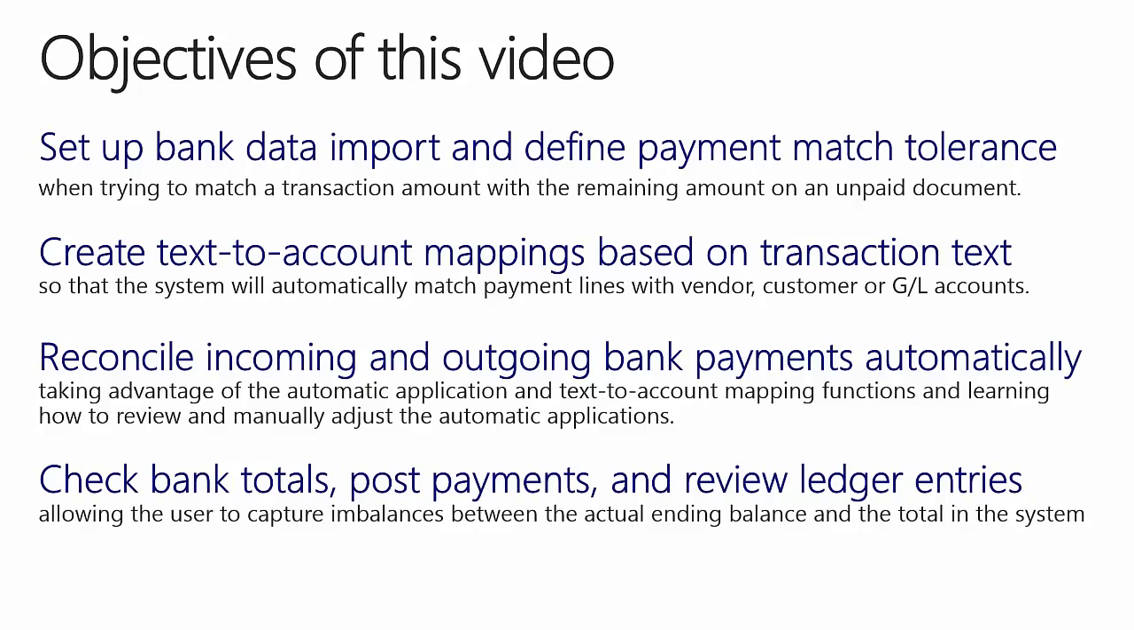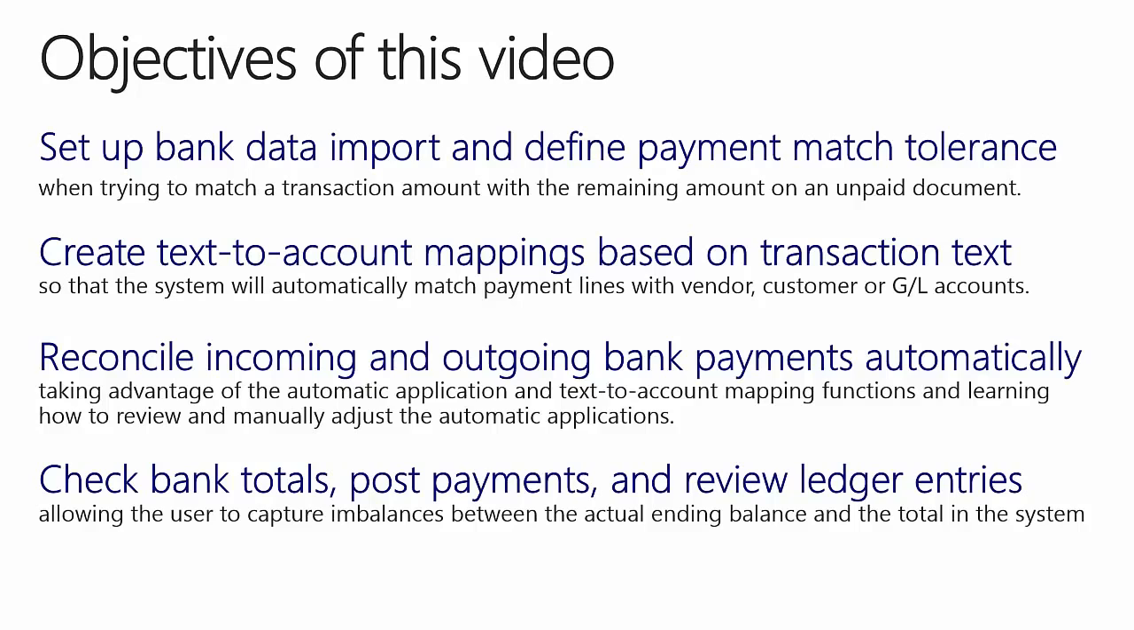functionality. We will start with the setup of the application and some new features such as payment match tolerance and text-to-account mapping, which will be linked with the payment reconciliation process. After that, we will see how to reconcile some payment lines in a payment reconciliation journal, some tricks to adjust the automatic payment application you get proposed by the system, how to post the payments when all is correct, and how to review the posted ledger entries.